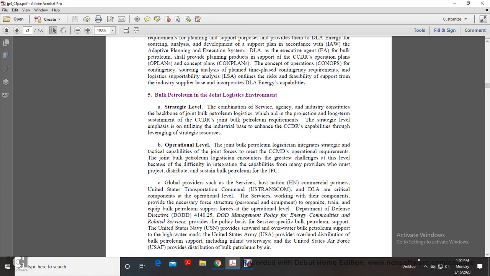Department of Defense Directive 4140.25, Department of Defense managing policy for the energy commodity and related services, provides the policy basis for service-specific bulk petroleum support. The United States Navy provides seaward, over-water bulk petroleum support to high water marks. The United States Army provides overland distribution for bulk petroleum support, including inland waterways. The United States Air Force provides distribution of bulk petroleum by air.